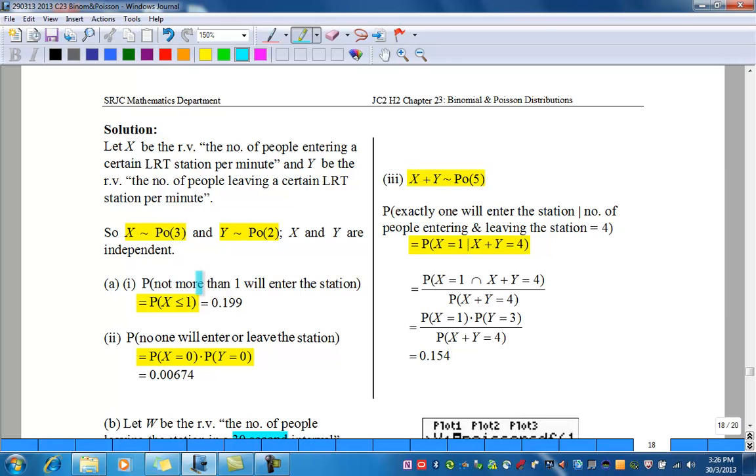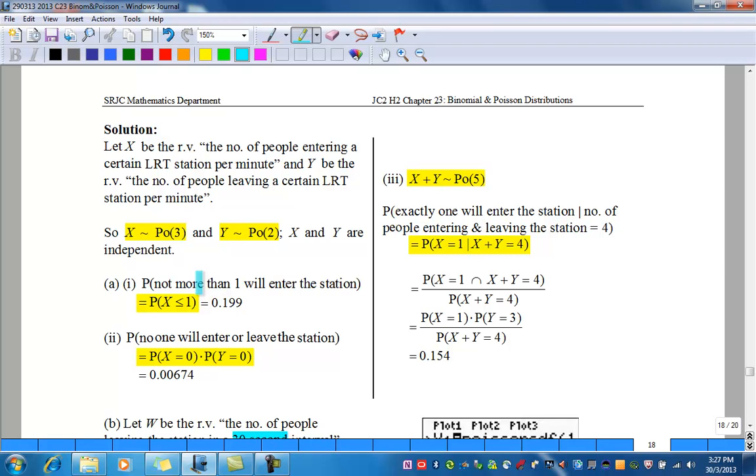A. Part 1. To find the probability that not more than 1 will enter the station means the probability of x less than or equal to 1. Using a GC, you end up with 0.199. Part 2. The probability that no one will enter or leave the station means probability of x equals 0 where no one enters, and probability of y equals 0 where no one leaves. Using a GC as well, you get the value as 0.00674.